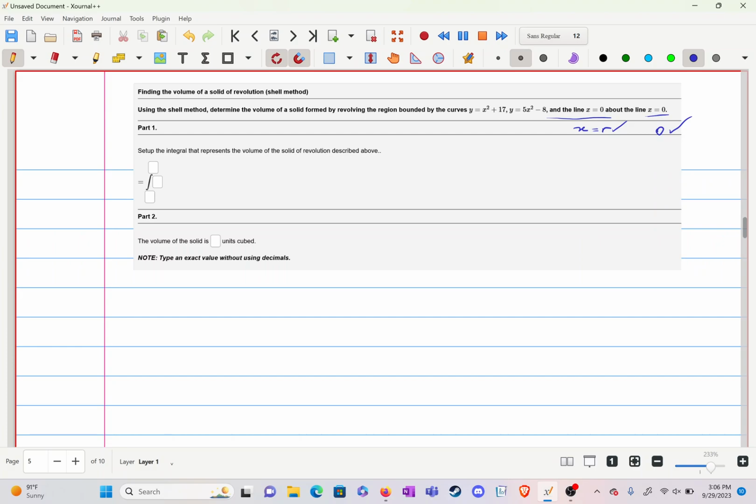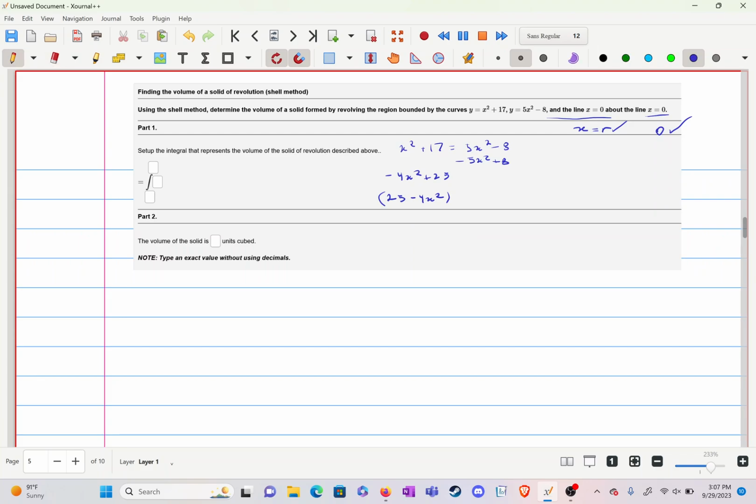So we're going to find our height by subtracting. We have x squared plus 17 equal to 5x squared minus 8. We're going to subtract this over and add that over. It's going to give us negative 4x squared plus 25, or 25 minus 4x squared. And we have an x out in front for the radius. Well, first, let's focus on finding the upper bound.